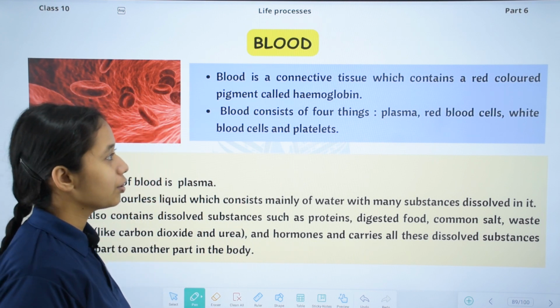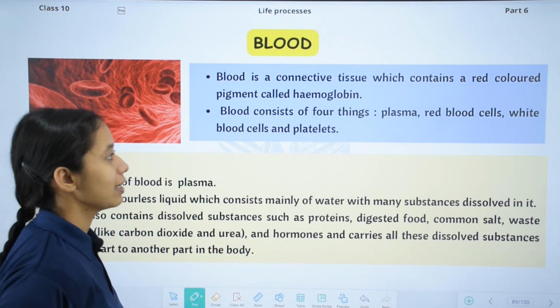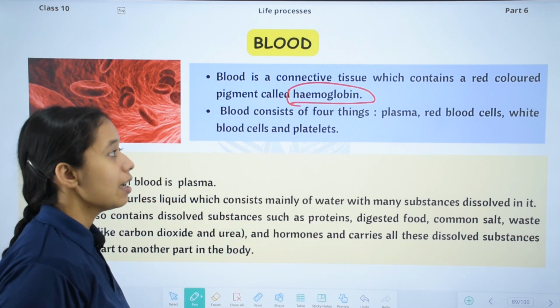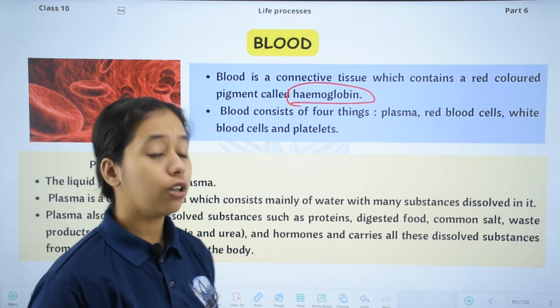Blood is a connective tissue which contains a red color pigment called hemoglobin. The word is important. Blood contains a red color pigment called hemoglobin.